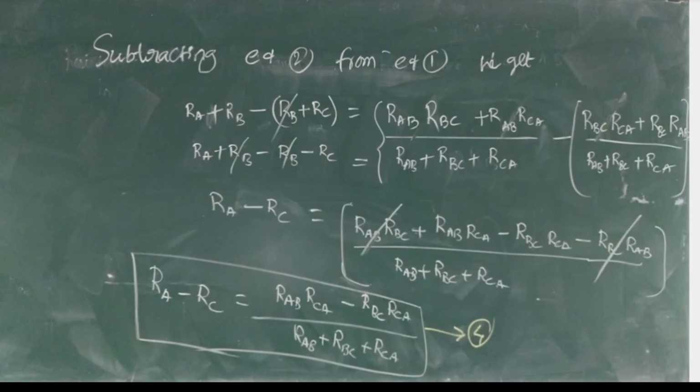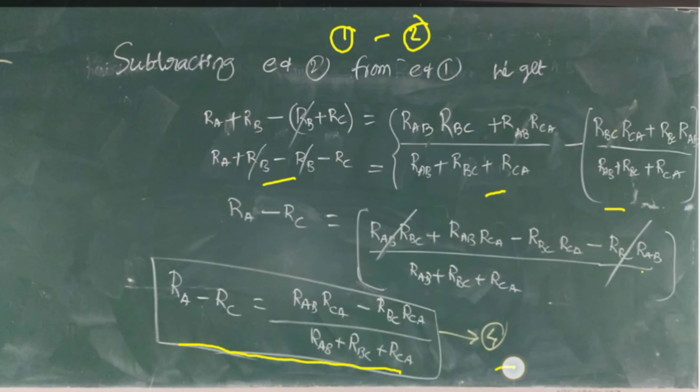From 1, that is, if we do the equation 1 minus 2, that is RA plus RB minus RB plus RC. Substituting the equations 1 and 2, in 1 minus 2, RB gets cancelled, RA minus RC equal to, here also RAB RBC get cancelled. You will get RA minus RC equal to RAB RCA minus RBC RCA. Now make it as equation number 4.